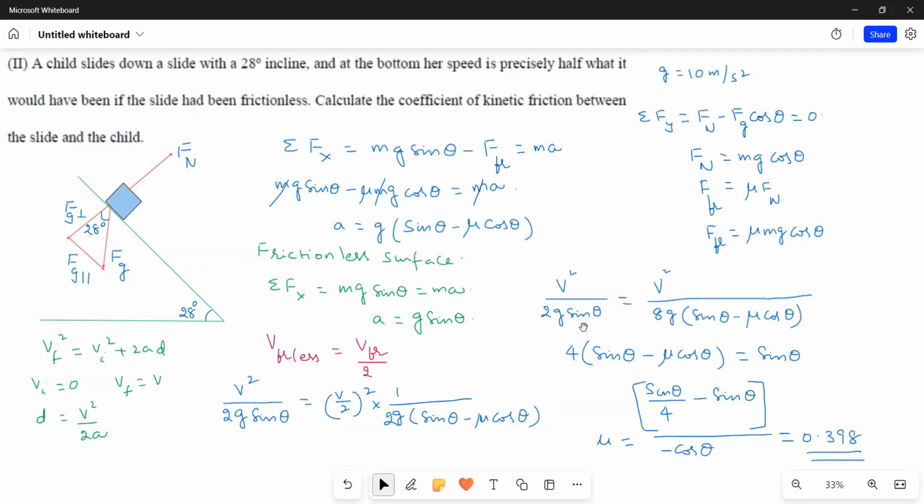Here you see V squared by 2g sin theta is equal to V squared by 8g times (sin theta minus mu cos theta), or 4 sin theta minus 4 mu cos theta is equal to sin theta. Just a simplification. Just by simplifying this, I get the answer as mu is equal to 0.398. This is the answer for this question.